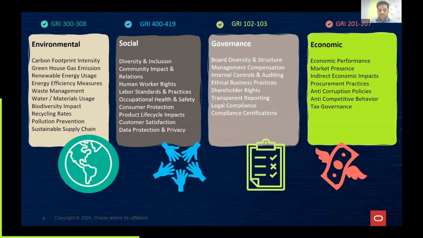Organizations will be able to consolidate these numbers using the technical product stack within Oracle Cloud, and report accurately on all these numbers. So we will show you how GRI hierarchies look. If I focus on the environmental side, the various information that I highlighted falls under the GRI 300 to 308 bucket. The different metrics that we capture as part of the social side come under the GRI 400 to 419 framework. The governance side comes under the GRI 102 to 103, and the economic indicators come under the GRI 201 to 207.